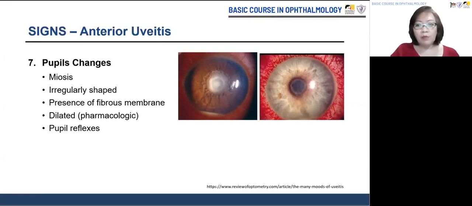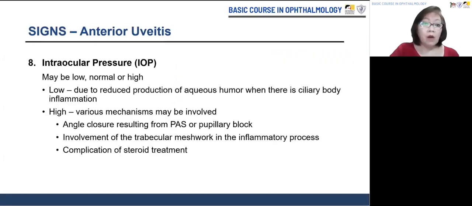Then always remember to check for history of use of dilator eye drops, as patients may have sought prior treatment before coming for consultation with you. In such instances, patients may also present to you with pharmacologically dilated pupils due to prior treatment. And lastly, always remember to check the patient for pupil reflexes, as this may be altered as well in uveitis patients.